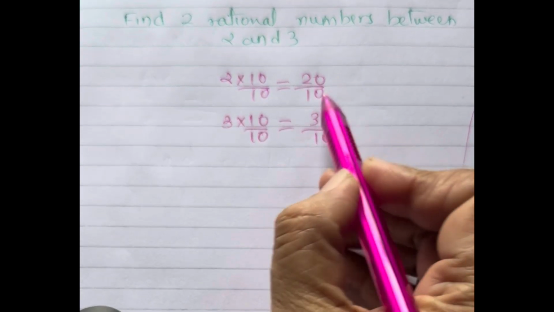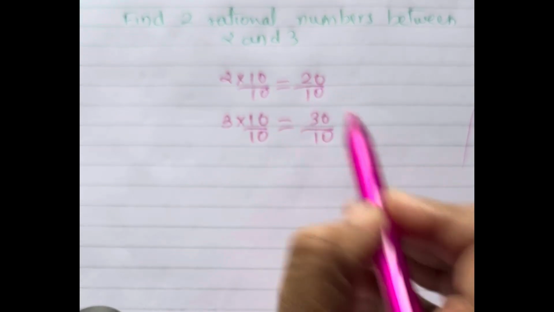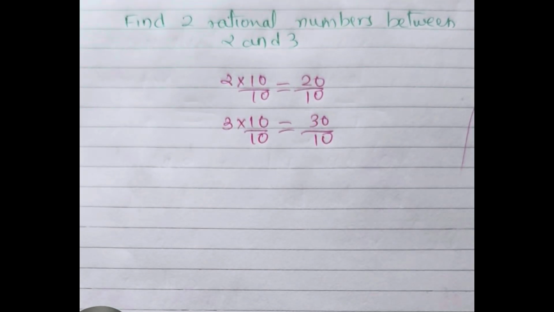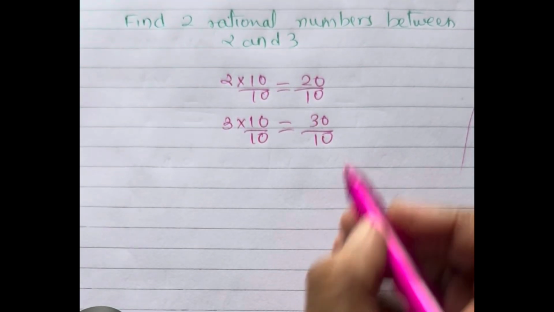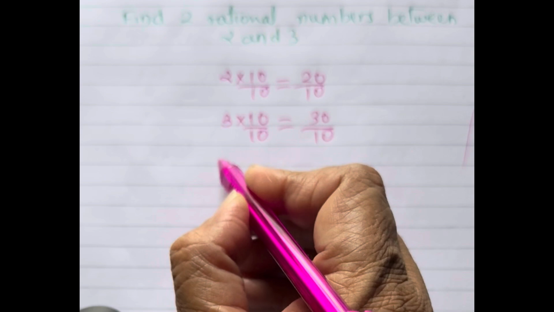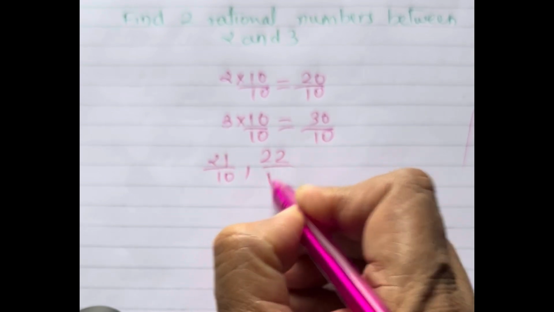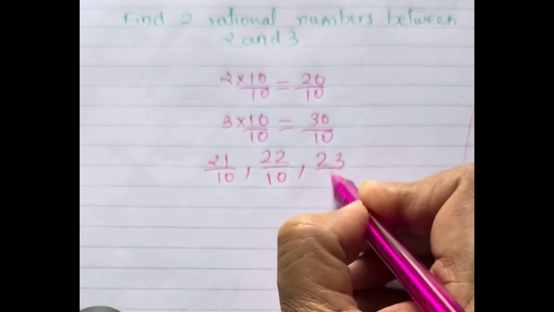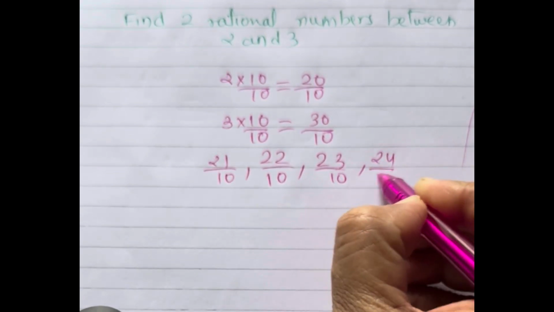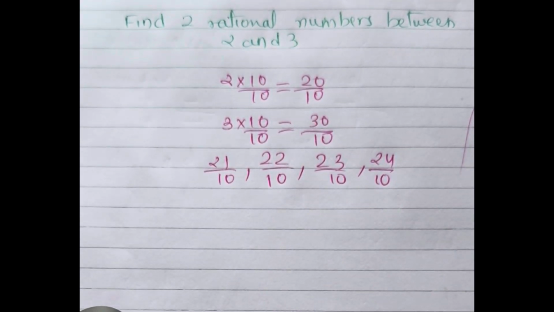Now you can write any two numbers between 20 and 30 with the denominator. Don't forget to write the denominator. So after 20 upon 10, there is 21 upon 10, 22 upon 10, 23 upon 10, 24 upon 10, right? So you can write as many, like here between 20 and 30, you will get at least 9. So you can write all those rational numbers or whatever rational numbers are asked between them.